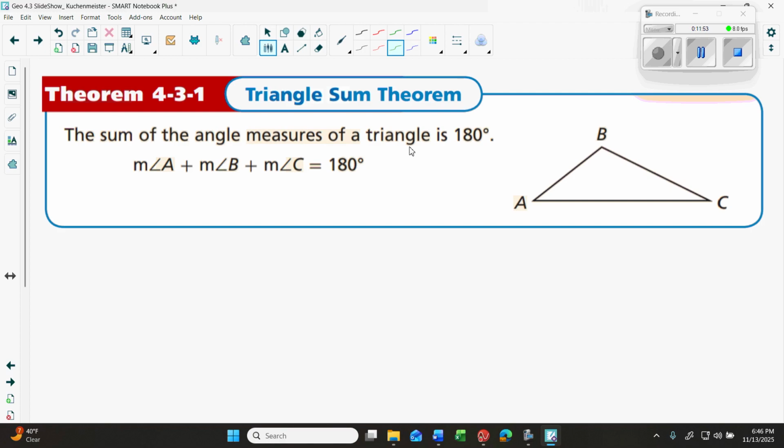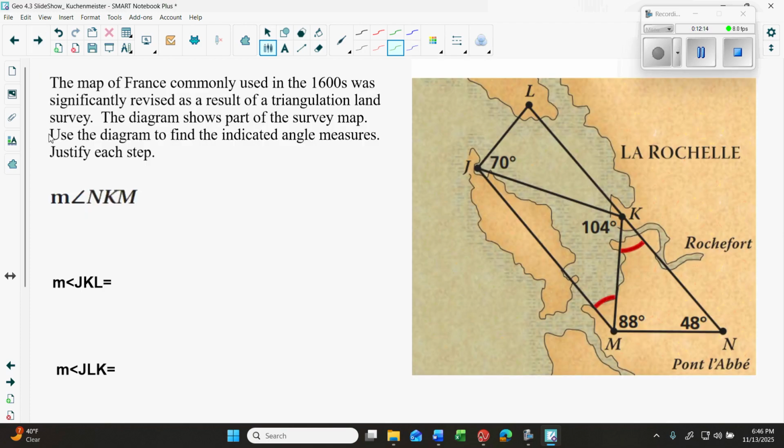And notice how it's very general. It doesn't matter what type of triangle it is. It is just stating the fact that no matter what type of triangle you have, all the angles must add up to 180. Why does that matter? Well, if you know 2 angles, you can find the third. And in some cases, if you know 1 angle, you can find the other 2. So let's do some practice problems here.